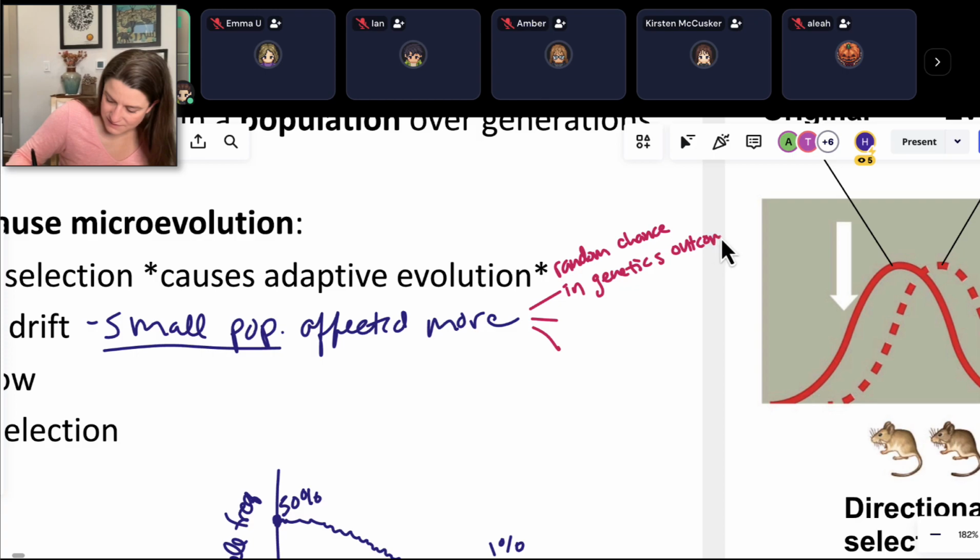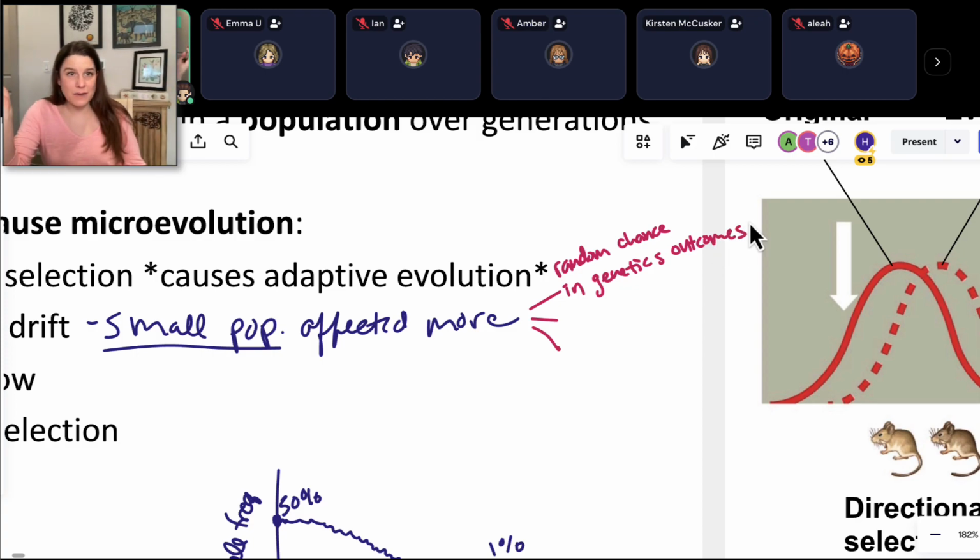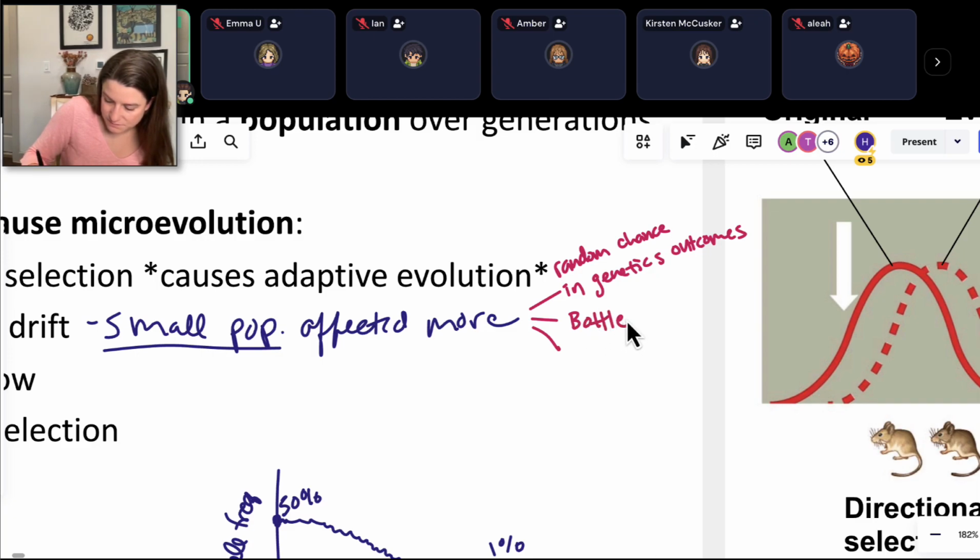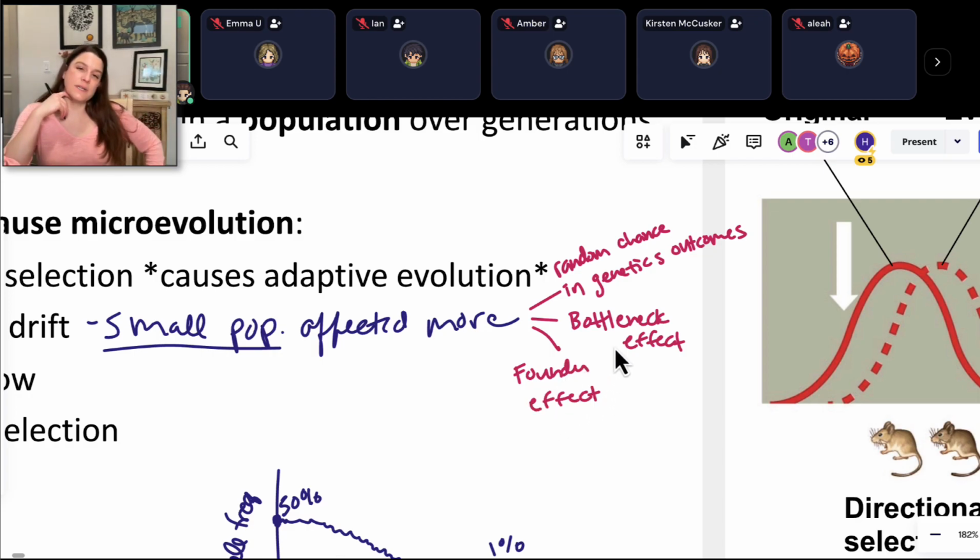I don't know how to say this. I'm sorry, I forget what they call it. I'll look it up later. Random chance in genetics outcomes, where it's just not perfect in the mating. Then the other two that you do know are called the bottleneck effect and founder effect. So these are two types of genetic drift.